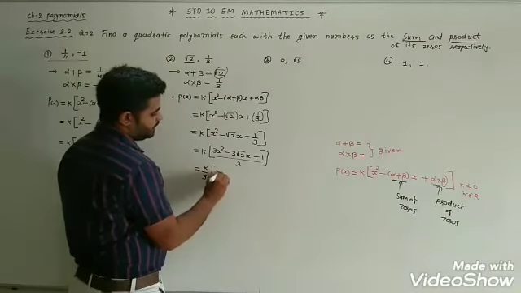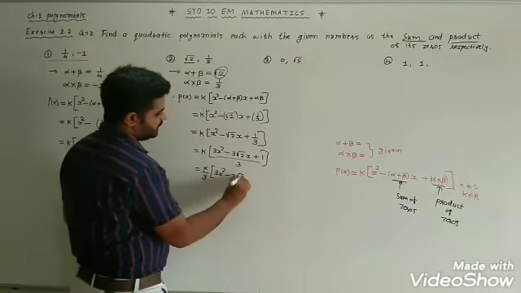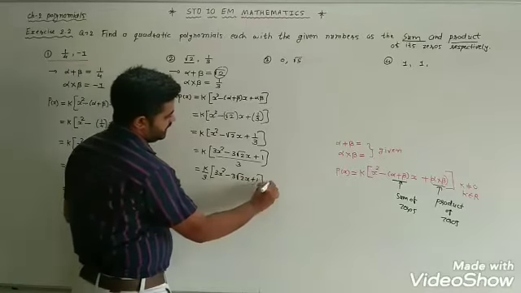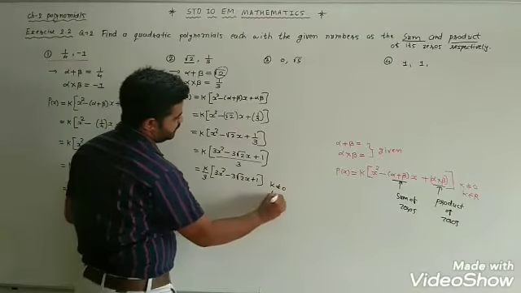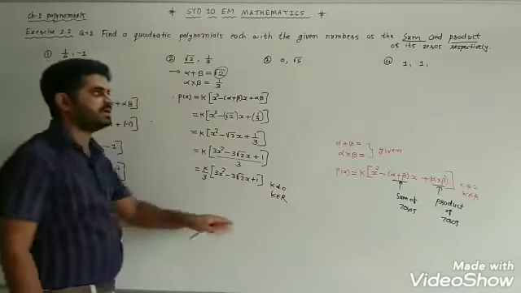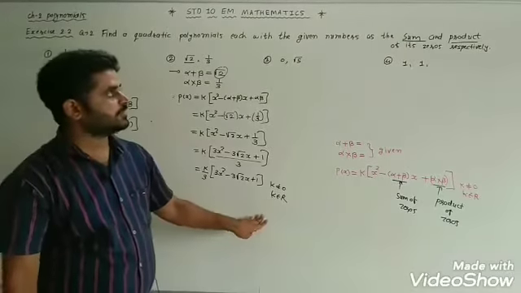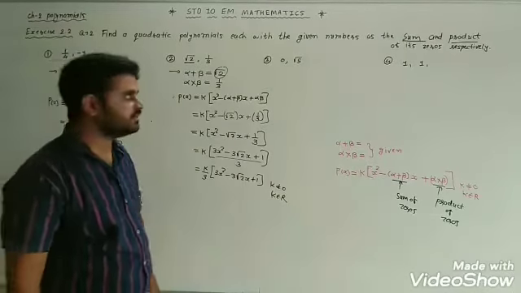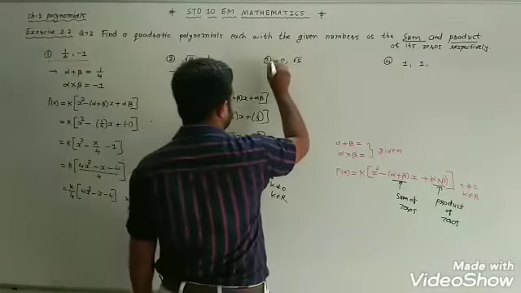So k by 3, 3x square minus 3 root 2x plus 1, and k is not equal to 0, k belongs to R. We have to write this necessary condition. Now question number 3.